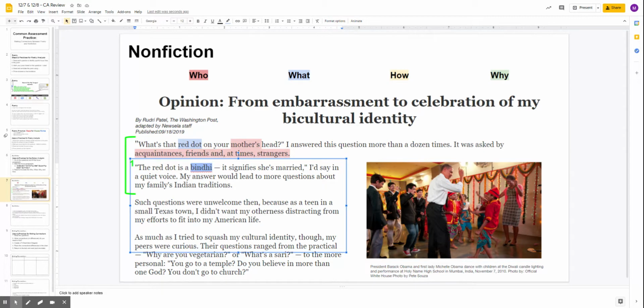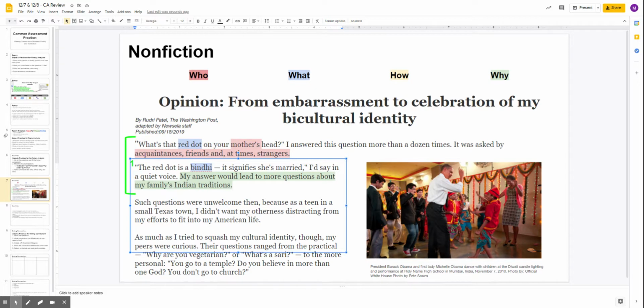My answer would lead to more questions about my family's Indian traditions. Now, I am going to highlight right here, my answer would lead to more questions about my family's Indian traditions. I'm going to highlight that as a why because it helps me explain this question that she is asked right here, okay?